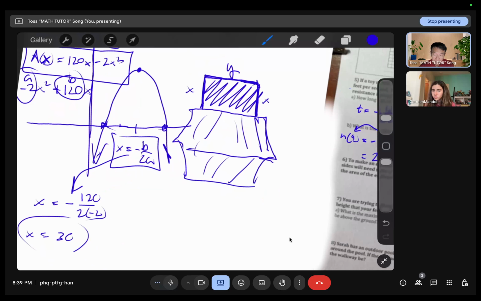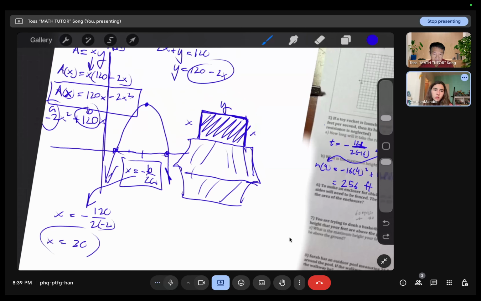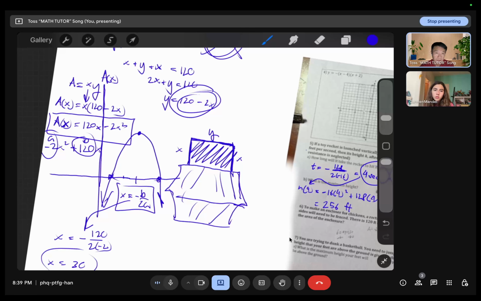Well, if you plug it back in, it will give you the highest area value. You agree with me on that, right? Yes, it gives you the highest area value because of the way it's shaped, and that is the maximum. Do we need to punch the 30 into the equation? Yes, we have to put it back into the original one to get your y, to finish.